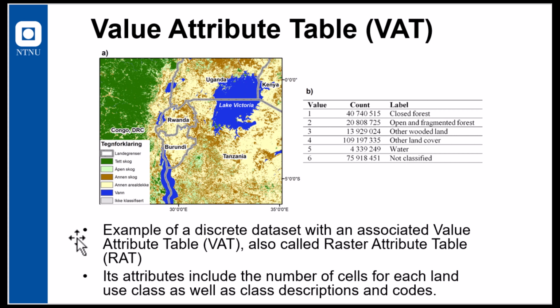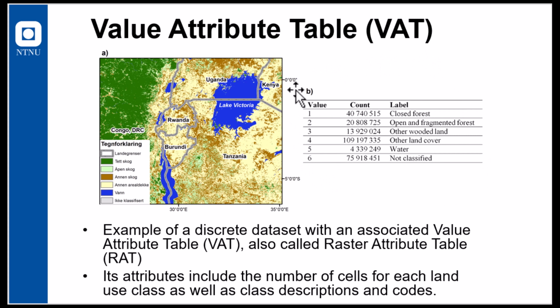Now this is an example of a discrete data set. That means that the pixel values are integers. Only 6 different values are here, so values 1 up to 6, and with a discrete data set with integer values, we can have what we call a value attribute table, or sometimes called a raster attribute table. And this is shown here.